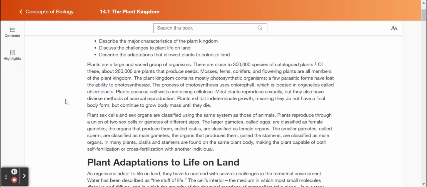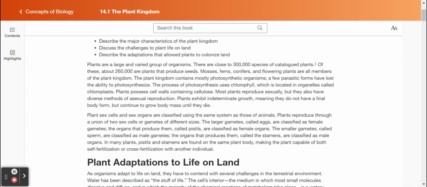The process of photosynthesis uses chlorophyll, which is located in organelles called chloroplasts. Plants possess cell walls containing cellulose. Most plants reproduce sexually, but they also have diverse methods of asexual reproduction. Plants exhibit indeterminate growth, meaning they do not have a final body form, but continue to grow body mass until they die. Plant sex cells and sex organs are classified using the same system as those of animals.